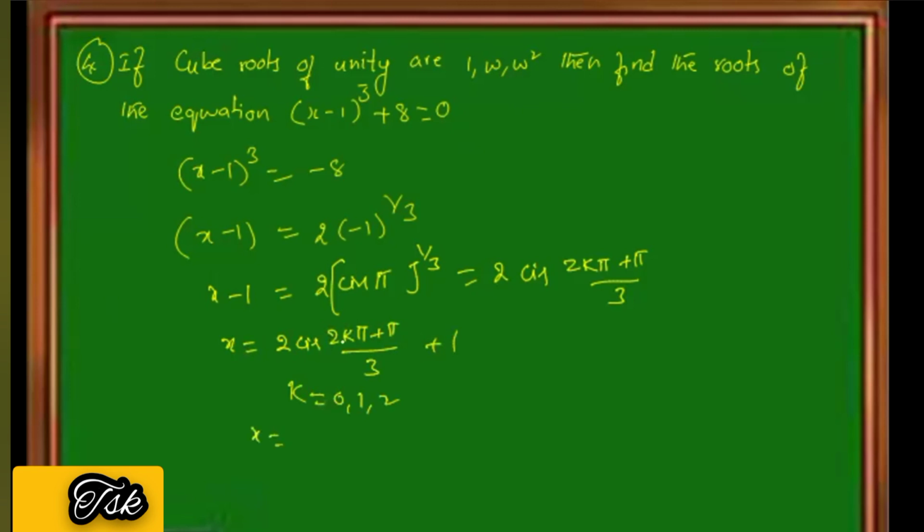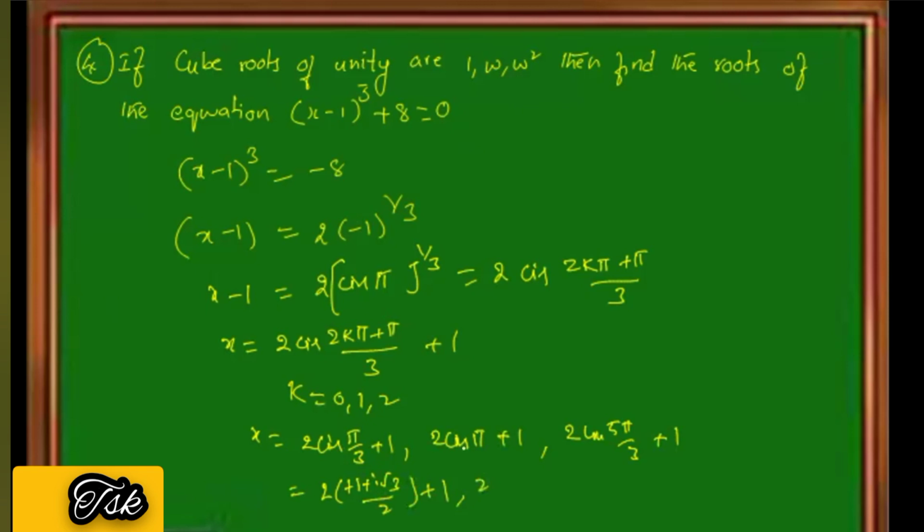Therefore, for k is equal to 0, this becomes 2 cis pi by 3 plus 1. For k equal to 1, this becomes 2 cis pi plus 1. And when k is equal to 2, this becomes 2 cis 5 pi by 3 plus 1. These are the roots. So this is nothing but 2 cis pi by 3, 2 into (1 plus i root 3) by 2, plus 1.